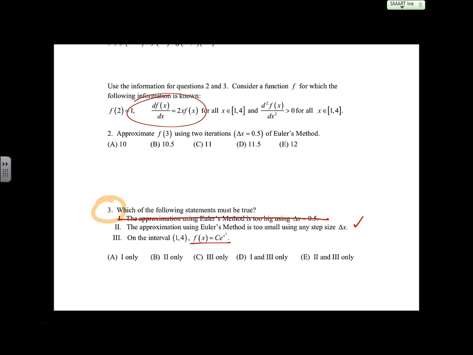So 2 and 3 are true? So why is the C there? Well, there's a constant of integration. Who knows what c is, right? Okay. Why wouldn't it be plus C? When you multiply by e, it'd be e to the x squared.